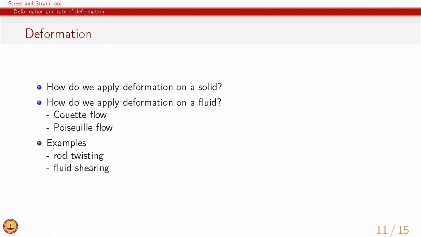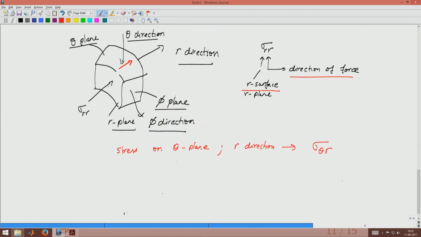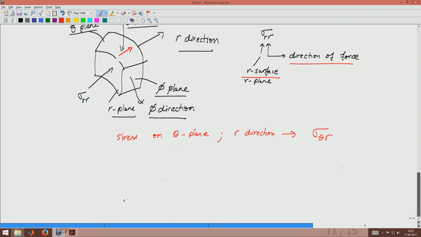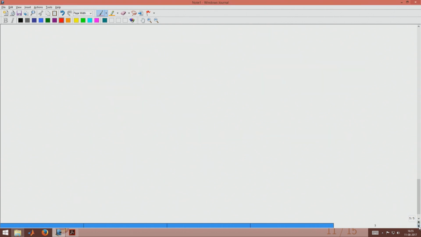In general, before we define the quantities which quantify deformation, let us ask the question: what do we mean by deformation in a solid, and more importantly how do we apply deformation in a solid. Generally, when we learn strength of materials or solid mechanics, we have a solid body to which different types of deformations can be applied. For example, we can take a block of material and stretch it. This is called uniaxial tension.